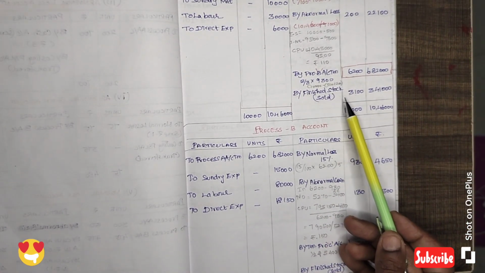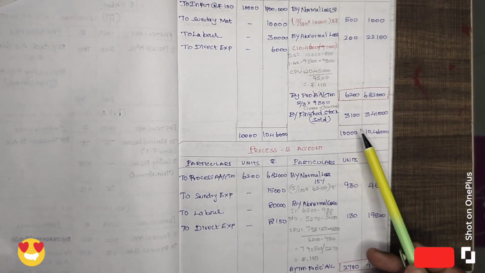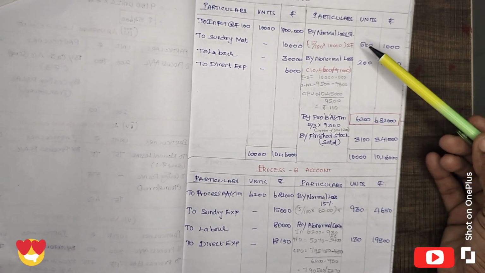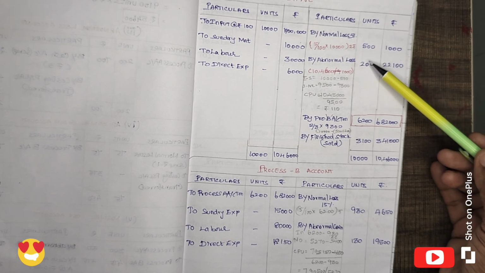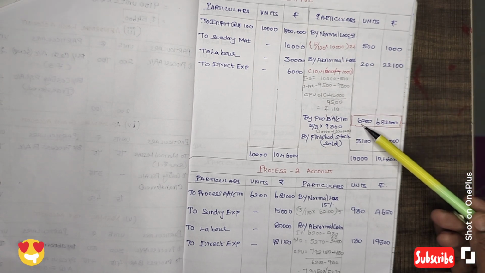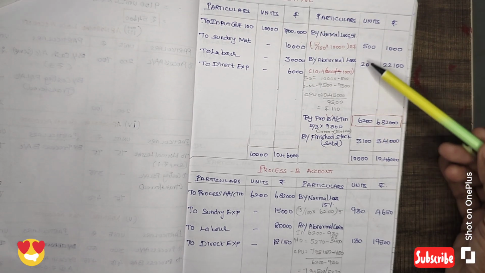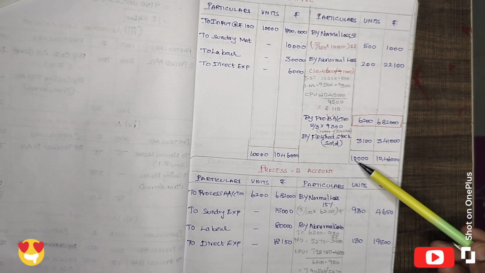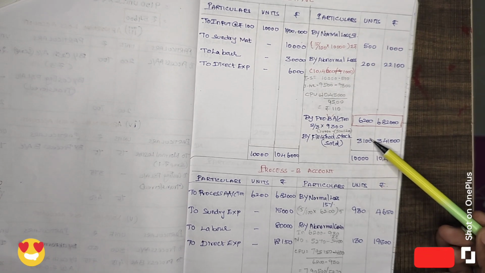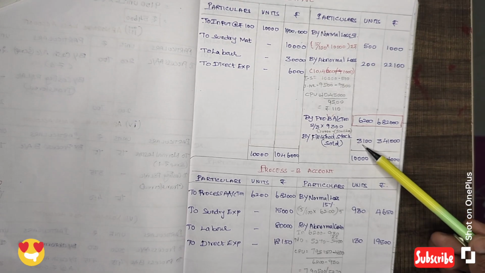Then we need to find out the finished stock. How can you find out the finished stock? Listen, we will add the input values. 500 plus 200 is 700, 700 plus 6,200, you will get 6,900 rupees. From the creditor side total of 10,000, subtracting 6,900 rupees, you will get 3,100 rupees. This is the 3,100 units.